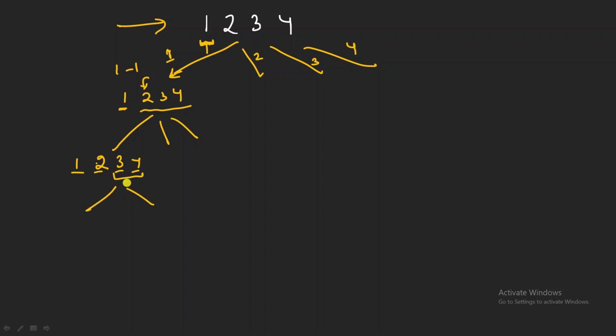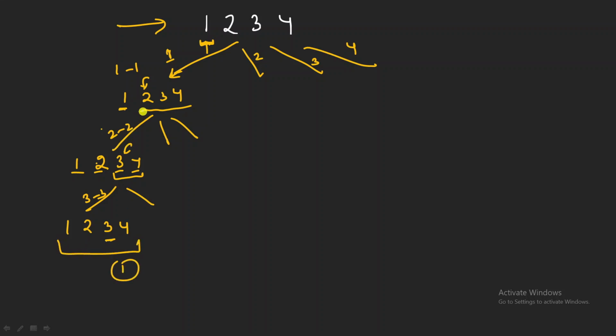So 2 directions will come. Why? Because at this position either 3 can come or 4 can come. 1, 2 are as such. Now I will swap 3 with 3. So 3 will be there and 4 will be as such. Here 3 is fixed. Now we are left with the last element, so we will not do anything. So this is my first permutation.